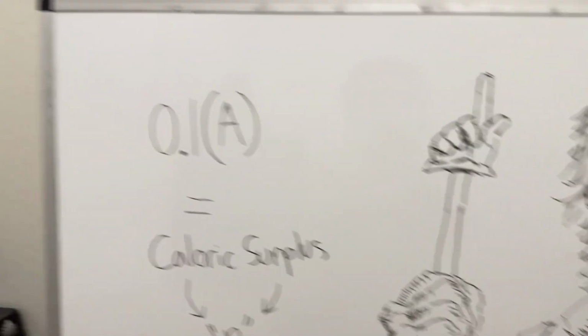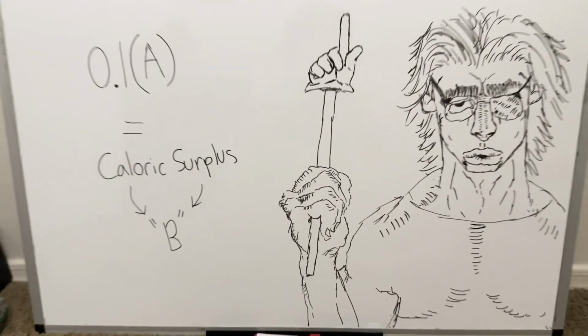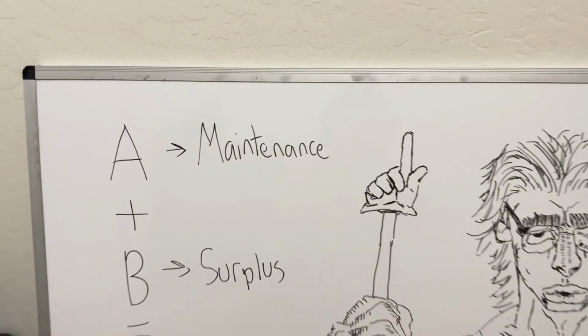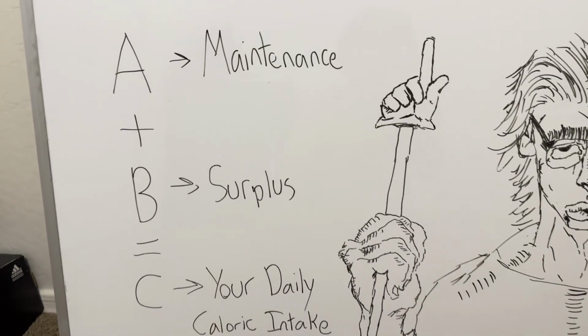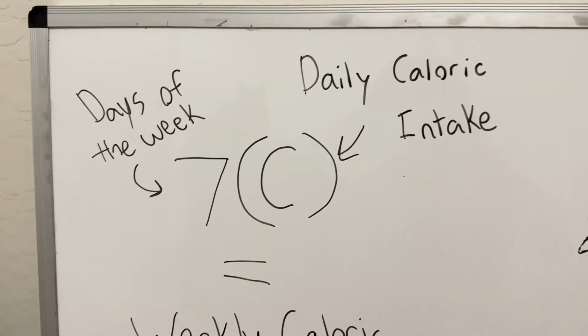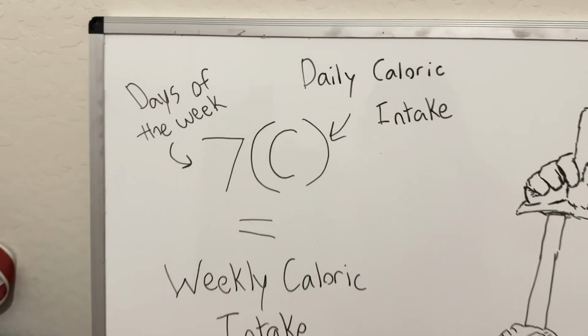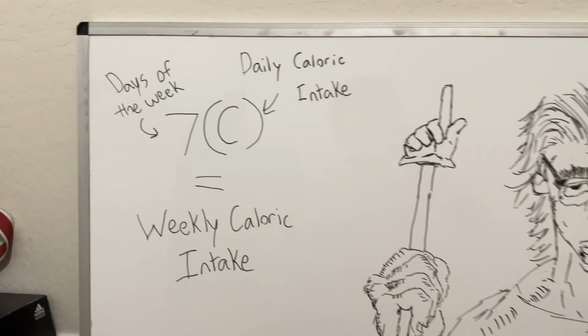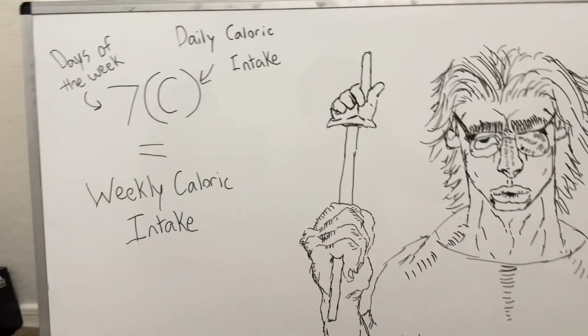And now this number will be your caloric surplus. We're going to call this number variable B. Now take variable A, which is your maintenance, then add it with variable B, which is your surplus, and that will equal your daily caloric intake on a bulk. Now you should multiply your daily caloric intake by 7, because 7 is how many days are in a week, and that will give you your weekly caloric intake.